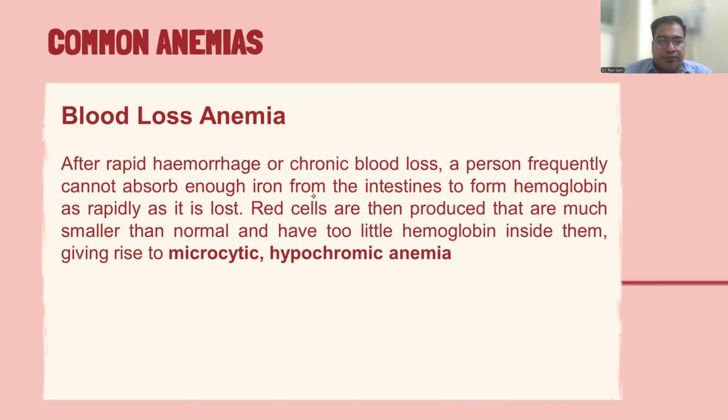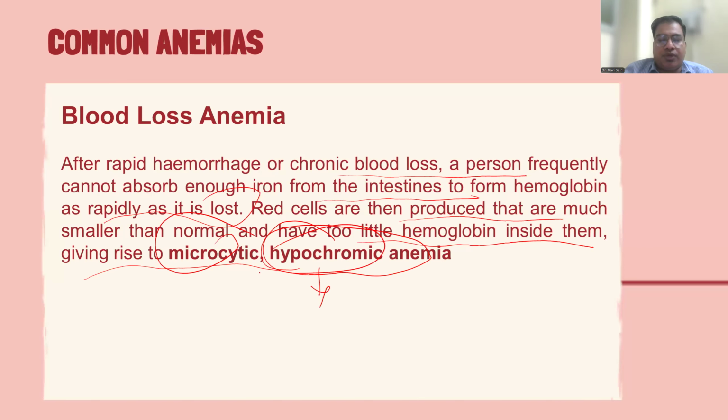Blood loss anemia. After rapid hemorrhage or chronic blood loss, a person frequently cannot absorb enough iron from the intestine to form hemoglobin as rapidly as it is lost. Red cells are then produced that are much smaller than normal, have too little hemoglobin inside them, giving rise to microcytic hypochromic anemia. Size is reduced or the color is reduced due to less hemoglobin. Microcytic hypochromic anemia.